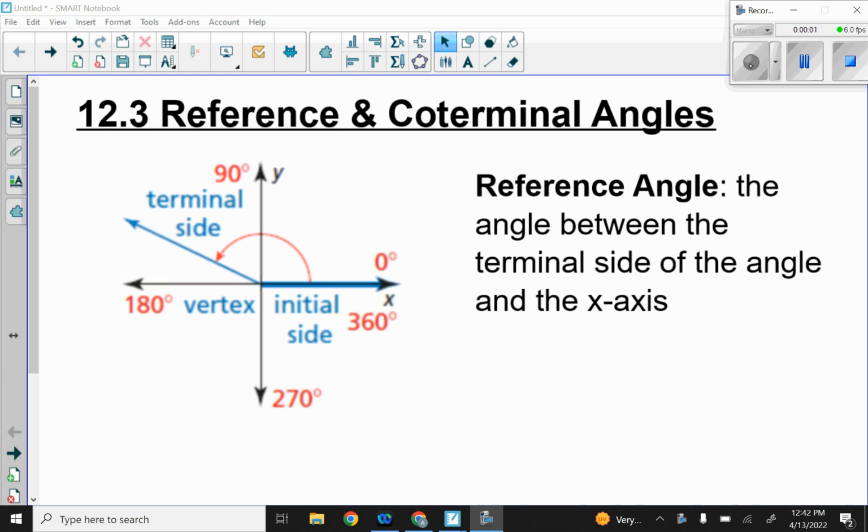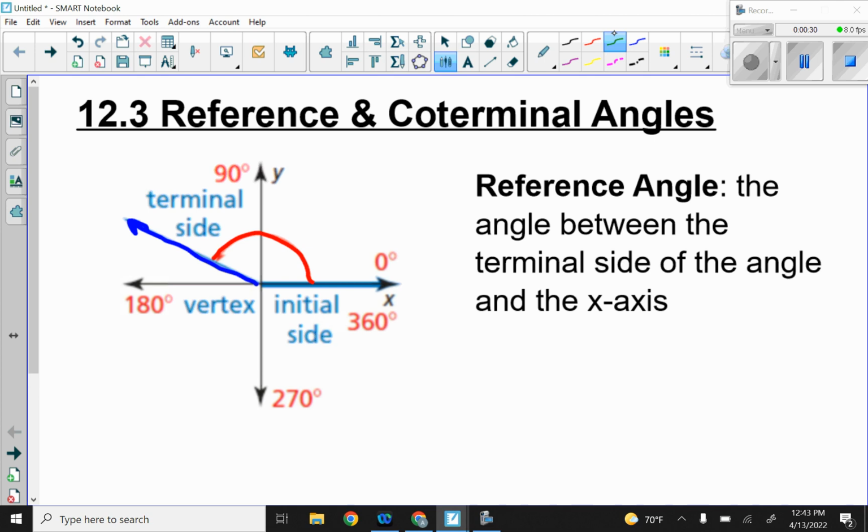2.3, we're looking at reference and coterminal angles. So first, let's start with reference angles. Reference angles are the angle between the terminal side of the angle and the x-axis. Last lesson we practiced sketching an angle. So this angle here was sketched, and this ray that we draw, that is the terminal side.